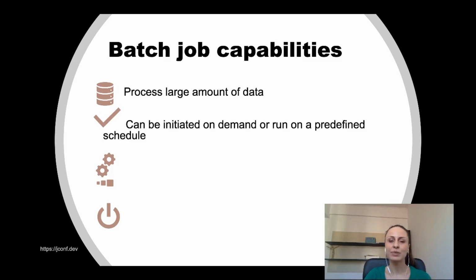Secondly, it should be initiated on demand or on a predefined schedule. Also, in the past, there were batches that were initiated through processes and approvals, and those are on-demand jobs. But the best batch jobs are the ones that can be run on a predefined schedule, because you let the operating system run that for you.